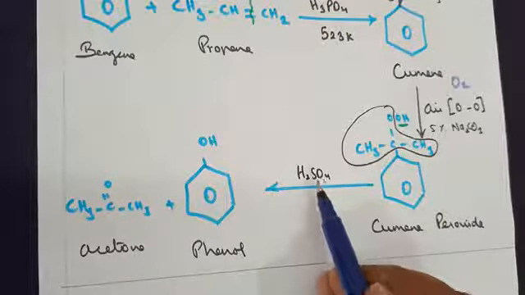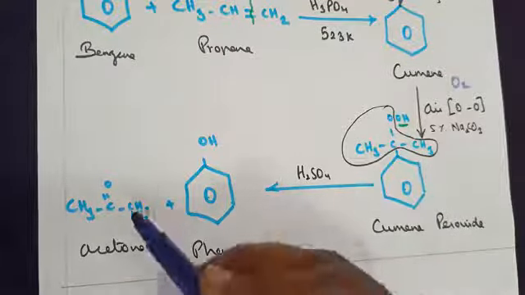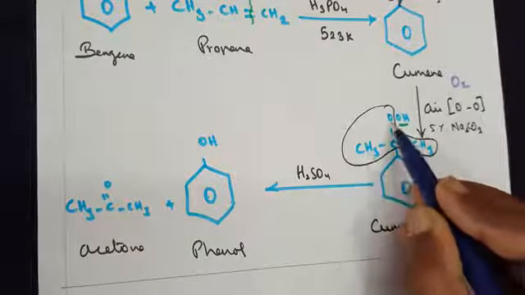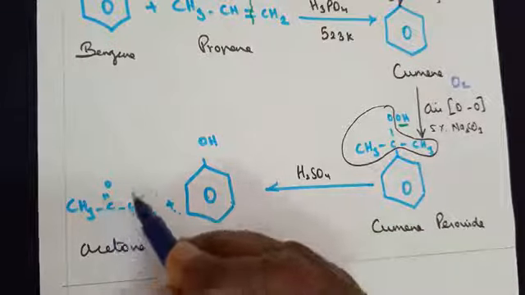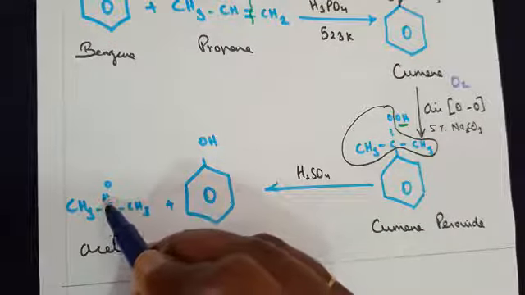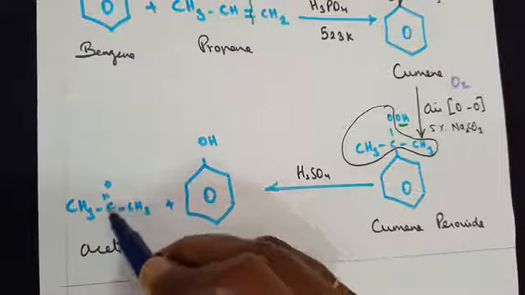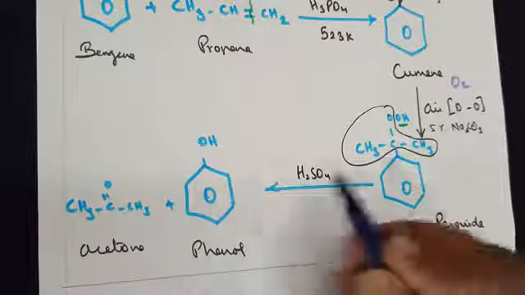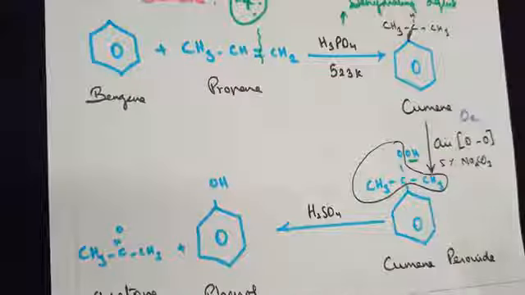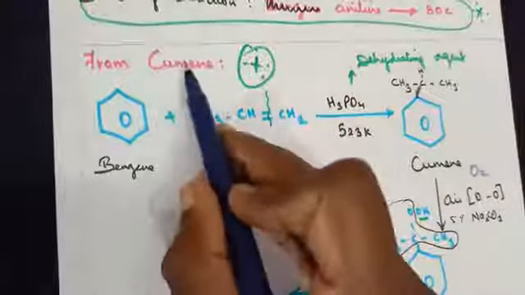Further, when you treat it with H2SO4, ketone, that's acetone, comes out, CH3COCH3. So counting the number of bonds, I draw the double bond here: 1, 2, 3, 4. So bonds around carbon are balanced here. Plus this OH comes back to the benzene ring, so we get phenol. Such an easy preparation from cumene.